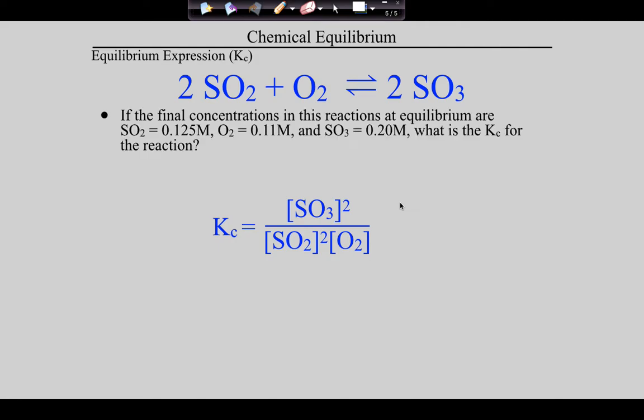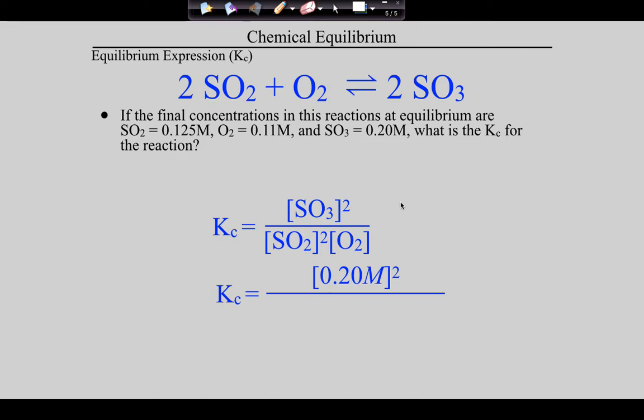So guys, please do not write this down, but this is the idea. It says this: if the final concentrations in this reaction at equilibrium are boom and boom and boom, what is KC for the reaction? So guys, what are we going to do with these numbers? Plug them in. So guys, do it with me. KC is equal to, in the numerator, we need the concentration of SO3. So all you got to do is find it in the information that you're given. And guys, SO3 has a concentration of 0.20 molar. But guys, do not forget that that's squared.